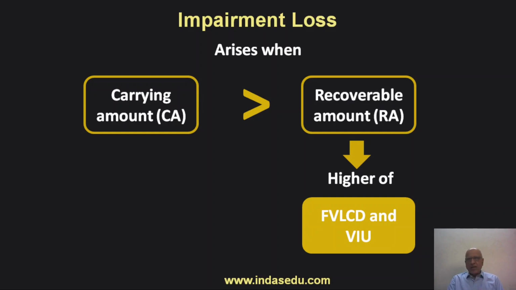Suppose carrying amount 10 rupees, recoverable amount 8 rupees, 2 rupees is the impairment loss. That will be recognized in profit and loss. And the new carrying amount will be the recoverable amount. I repeat, carrying amount 10 rupees, recoverable amount 8 rupees, 2 rupees is impairment loss, 10 minus 8. And the new carrying amount of the asset will be 8 rupees. That is the carrying amount of the asset.